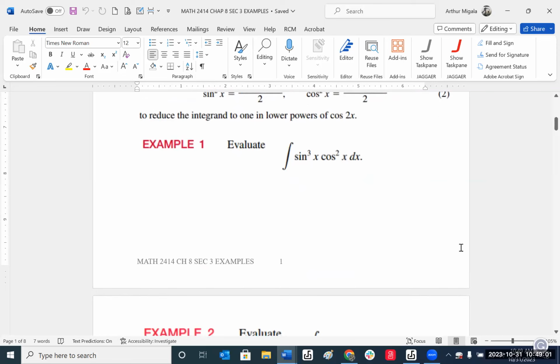So our first example. Example 1. Well, I'll do it on the sheet. The integral of sine cubed x cosine squared x dx.